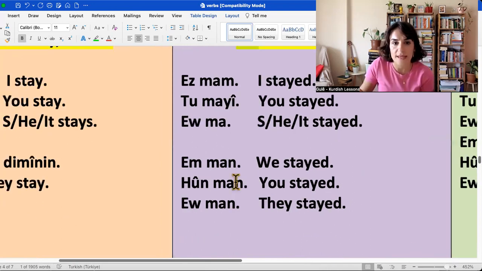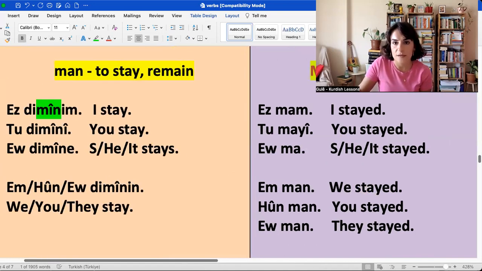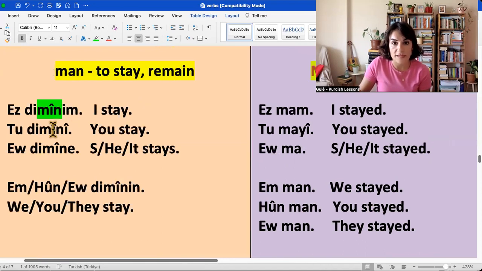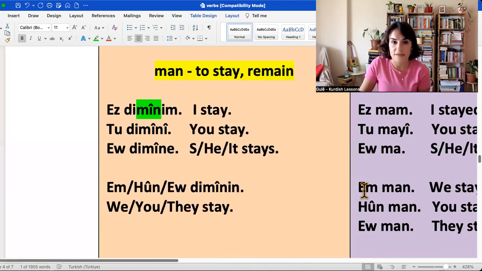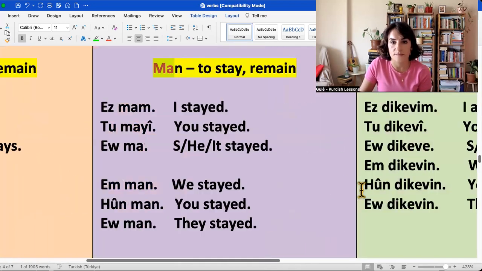Now let's compare present and past. So same word, man, okay? Deminum, as mam. To demini, to mahi. Present, past. Au demine, au ma. Am hun au deminen, am hun au man. Okay? It's the comparison of present and past.